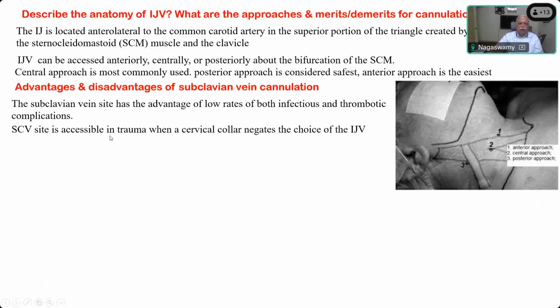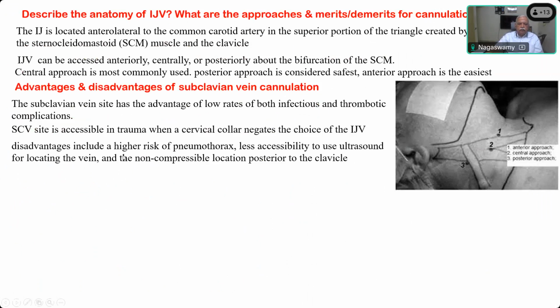Yes, sir. And it is accessible in trauma when the cervical collar is in place, this is an important point. If a polytrauma case comes with suspected cervical spine injury, the first thing we do is apply a cervical collar. And in that patient, if he is very hypotensive and we have to give massive transfusion or rapid infusion, subclavian is the ideal choice instead of IJV, because the cervical collar will prevent the approach to IJV.